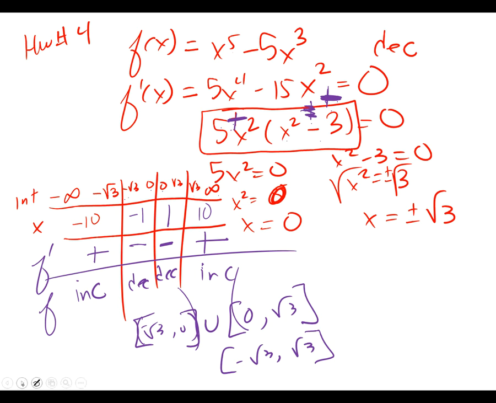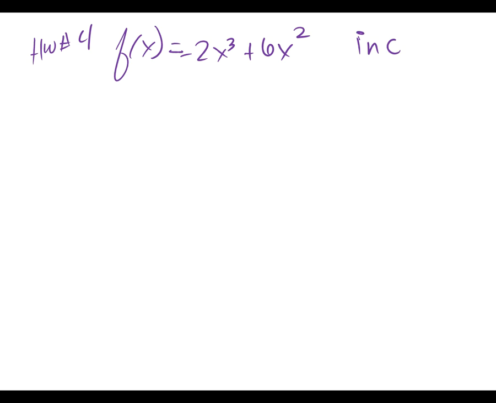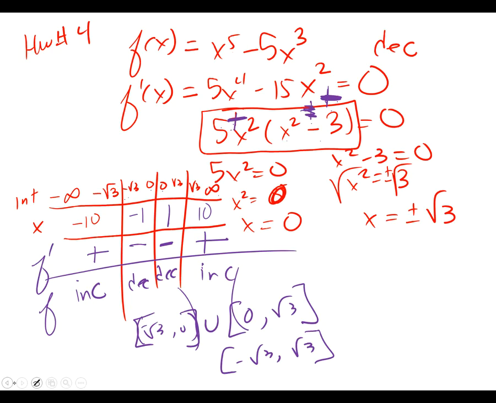Okay. Homework 4. Okay. So we're going to talk about increasing. So this is the last one I'm going to do for this homework. It's the same stuff, but I want to make sure we get onto something else if we need it. Okay. So negative 2x cubed plus 6x squared. And we're supposed to talk about increasing. Oh, that last one was just decreasing, wasn't it? So all I needed, oh yeah, I did the right one.